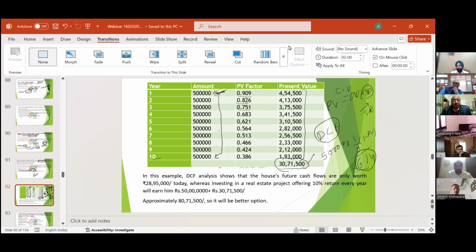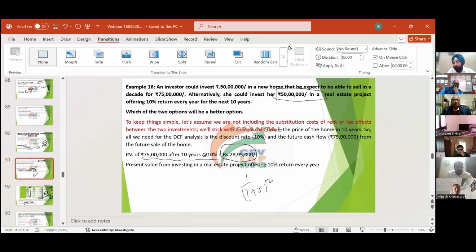Clear? Any doubt about that? So in this way, here he will invest 50 lakh plus 30 lakh 71,000. In this case, he will be getting 80 lakh 71,500. And in the first case, he will be getting only 28 lakh 95,000. Of course, he should invest in the real estate project where he will be getting 10% return every year. Clear? Any doubt?